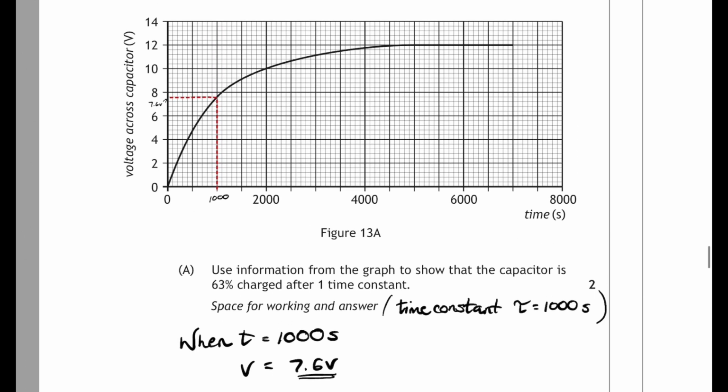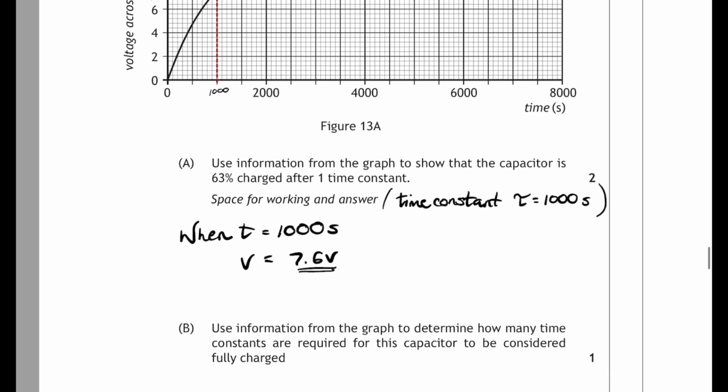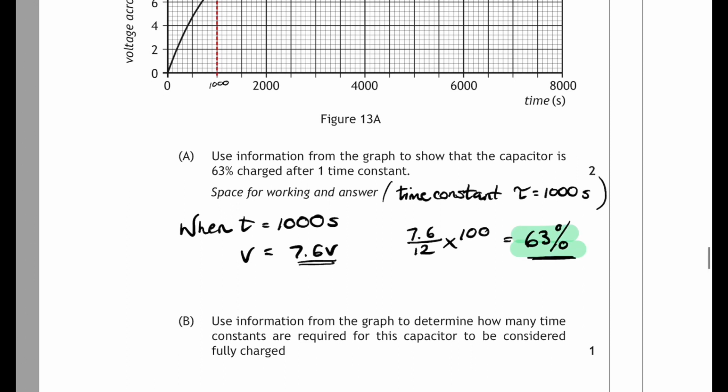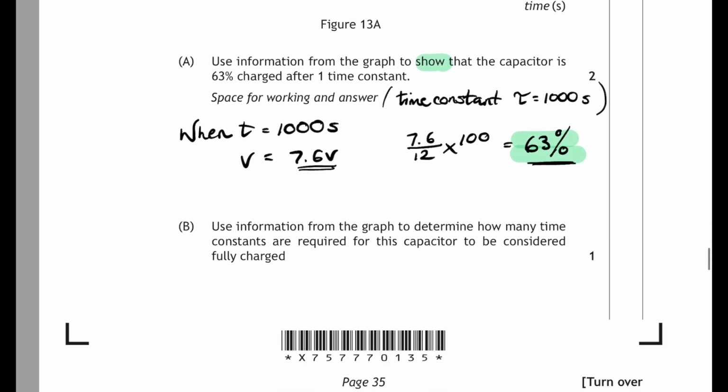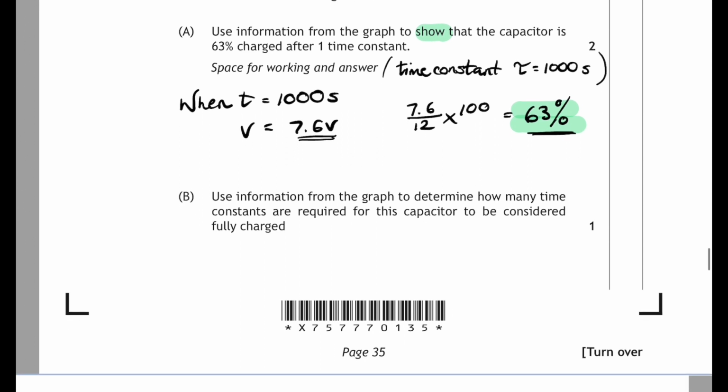The maximum voltage was 12, and 7.6 divided by 12 times 100 gives us our 63%. Remember, it's a show question, so make sure your final answer is the same as what you were asked for. And then part B, use information from the graph to determine how many time constants are required for this capacitor to be considered fully charged.